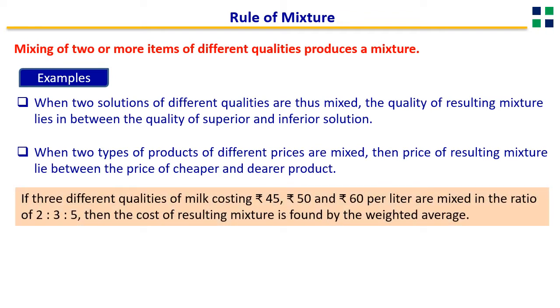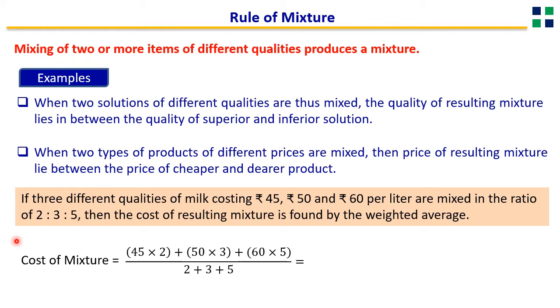Suppose three different qualities of milk costing rupees 45, rupees 50 and rupees 60 per liter are mixed in the ratio of 2:3:5, then the cost of the resulting mixture is found by weighted average like this. So the first milk is 45 rupees and it is taken two parts. So I will multiply 45 with 2.